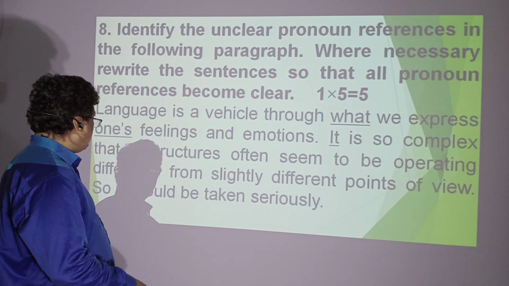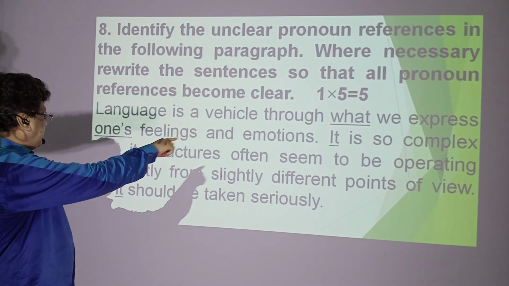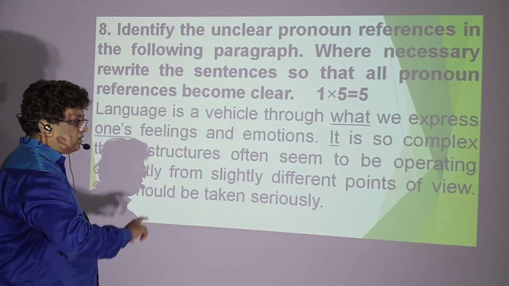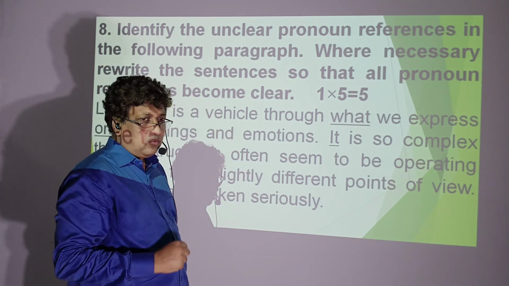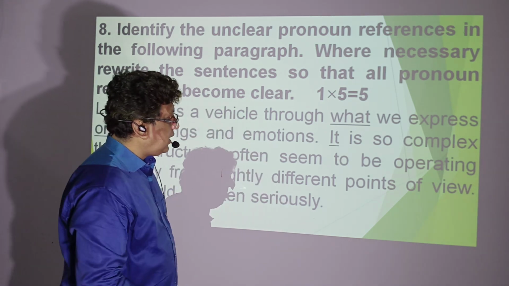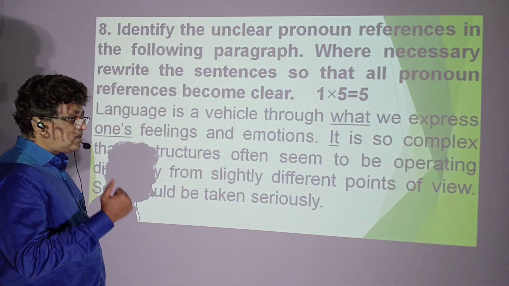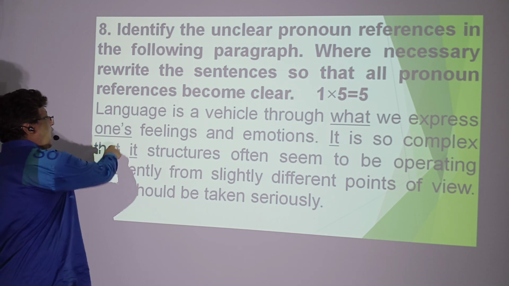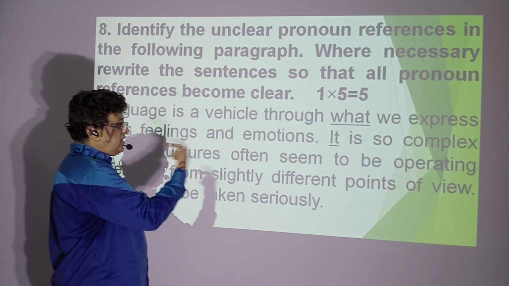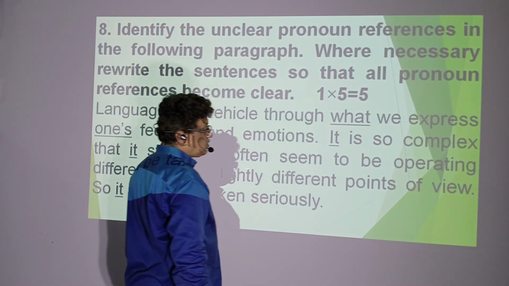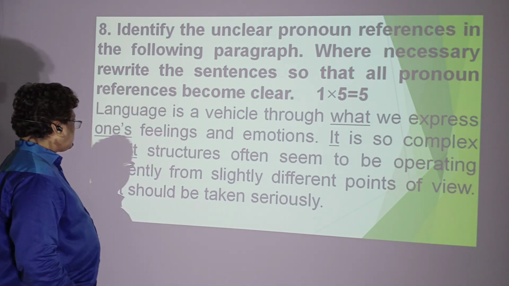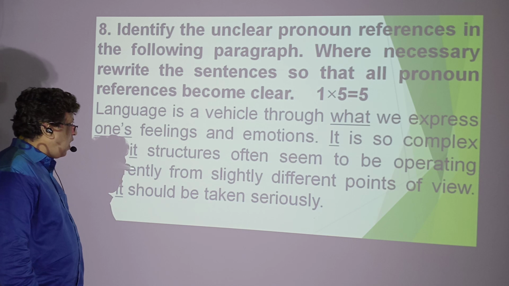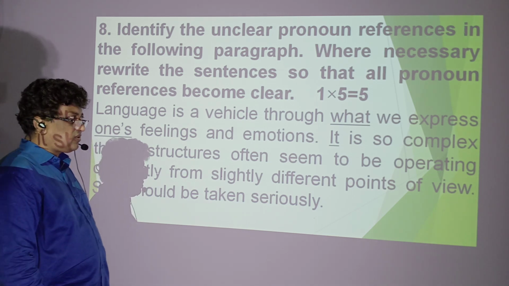And the second, we express one's feelings. One's does not have the antecedent, does not support the antecedent we. But if we use our, then it will clearly refer to subject we. So one's feelings can be replaced by our feelings and emotions.